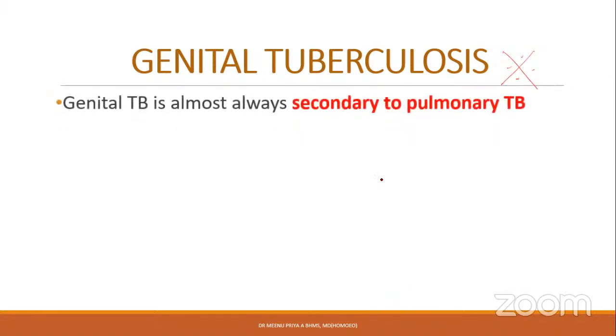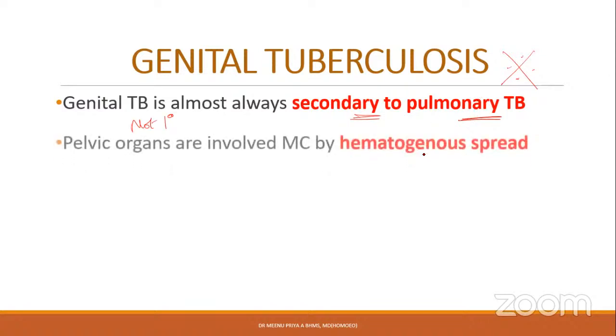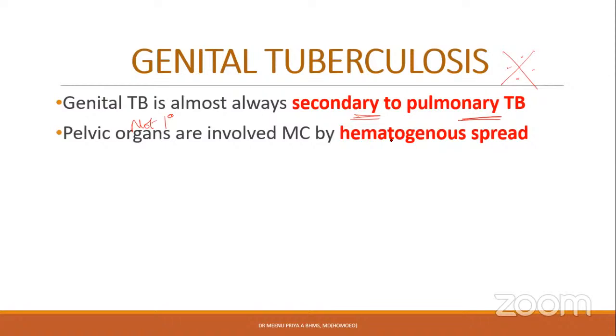And genital TB is not a primary infection. It is always secondary to pulmonary TB. So there should be history of tuberculosis in the young age. It is always secondary to pulmonary TB. Pelvic organs are involved most commonly hematogenously, by blood. It is not usually sexually transmitted, so it is blood.